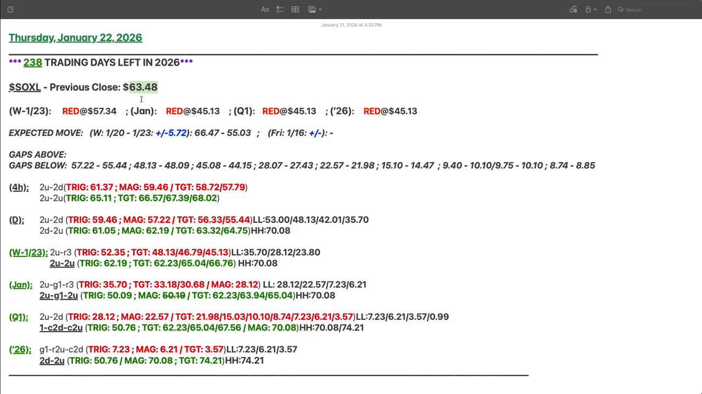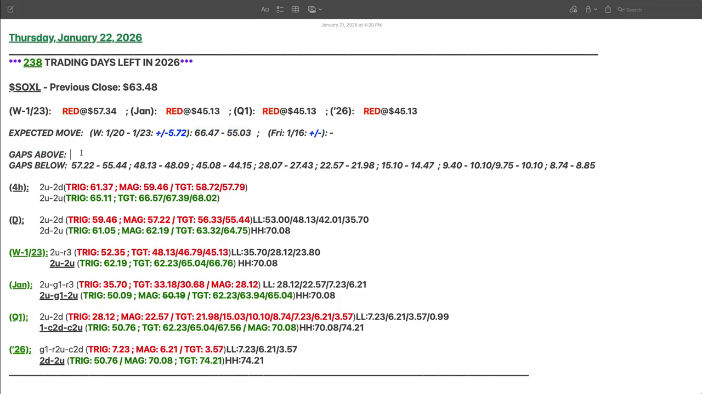The close price on Wednesday was 63.48, and we know that the week is green, and it does not turn red until we go below 57.34. At the same time, the month, quarter, and year are green as well, and it would take going below 45.13 to turn all of those red. We know the week's expected move from the market makers is $5.72, plus or minus from the close on Friday, giving us a range of 66.47 to 45.03. Again, if you're not familiar with this expected move, check out our weekend video where we dive deeper into this.